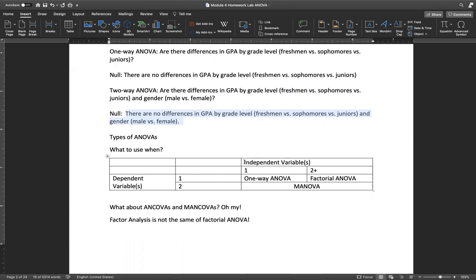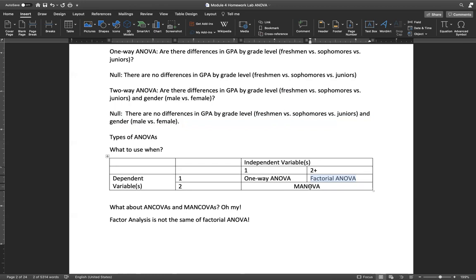So this is a little cheat sheet here that I developed that I find really helpful. It tells me, okay, if I have one independent variable and one dependent variable, it's a one-way ANOVA. If I have 2 or more independent variables and one dependent variable, it's a factorial ANOVA. If I have 1 or 2 independent variables and I have 2 dependent variables, I use a MANOVA. That was just a little cheat sheet that I developed for myself that I found really helpful. A couple of caveats: we're also going to be talking about ANCOVAs and MANCOVAs in a later class.